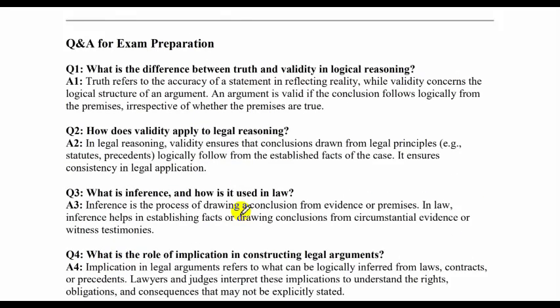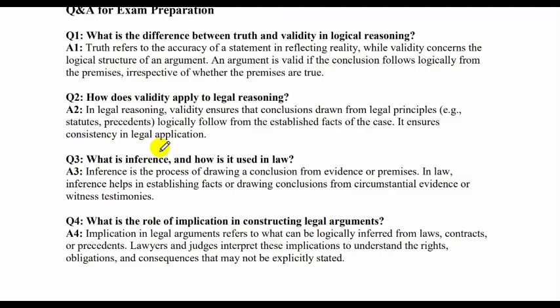Now let's go through some questions and answers for our exam preparation. Question 1. What is the difference between truth and validity in legal reasoning? The truth refers to the accuracy of a statement in reflecting reality, while validity concerns the logical structure of an argument. So truth is concerned with whether the statement is true or false, whereas validity is concerned with the logical structure of an argument. An argument is valid if the conclusion follows logically from the premises, irrespective of whether the premises are true or not.